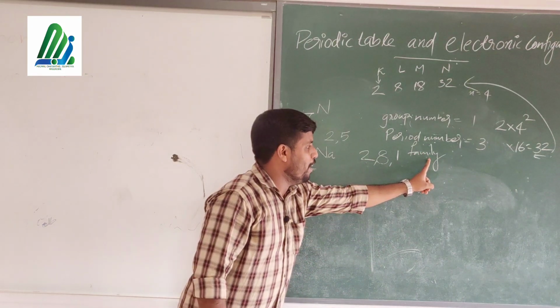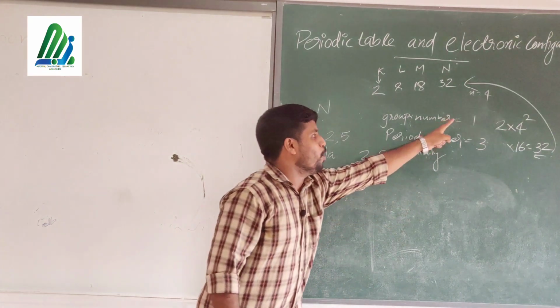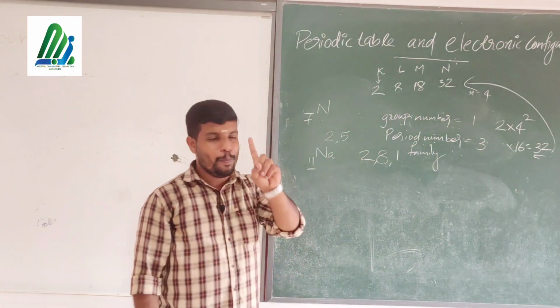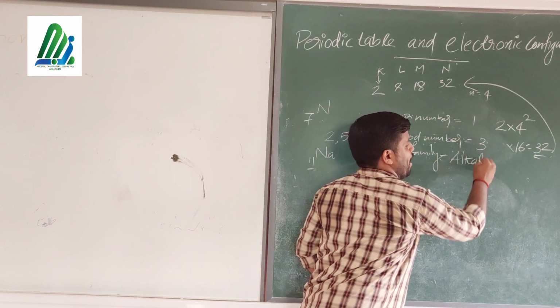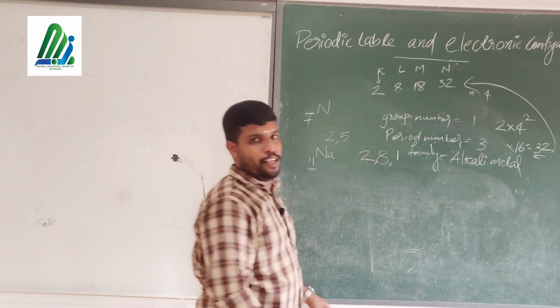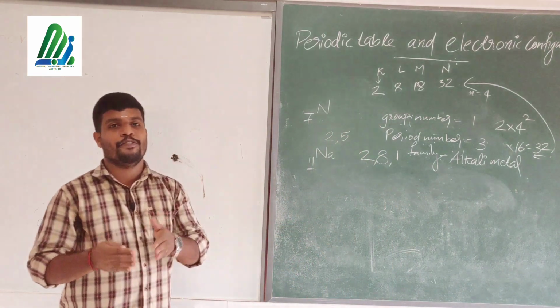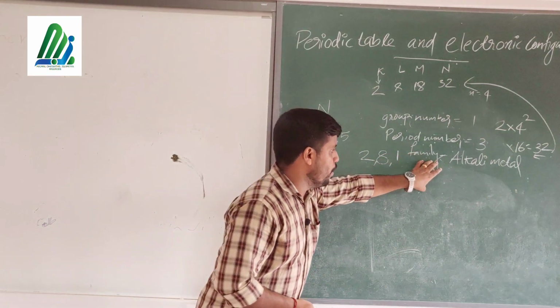We want to know the names of each group. So here the group number is 1. They are known as alkali metals. Students, please go through the names of families in your 9th standard to remember these things.